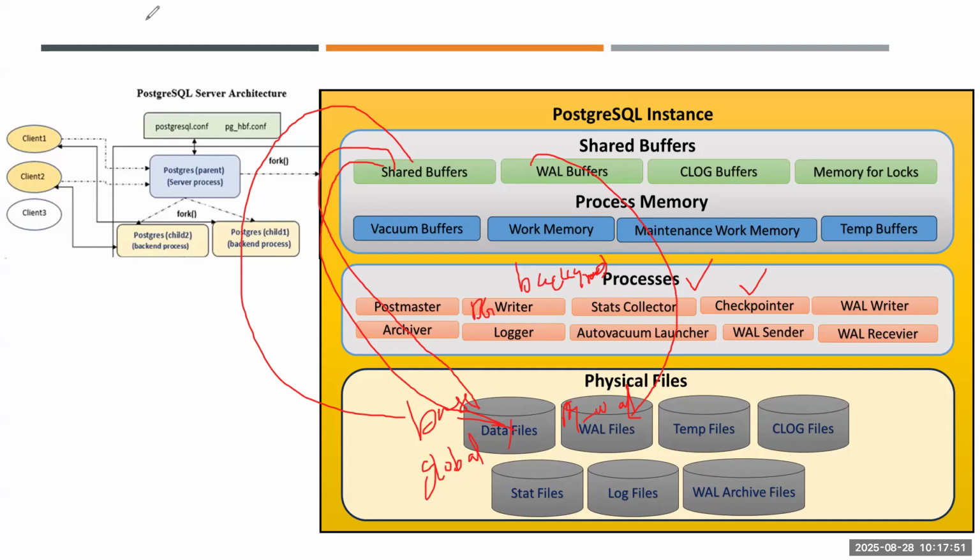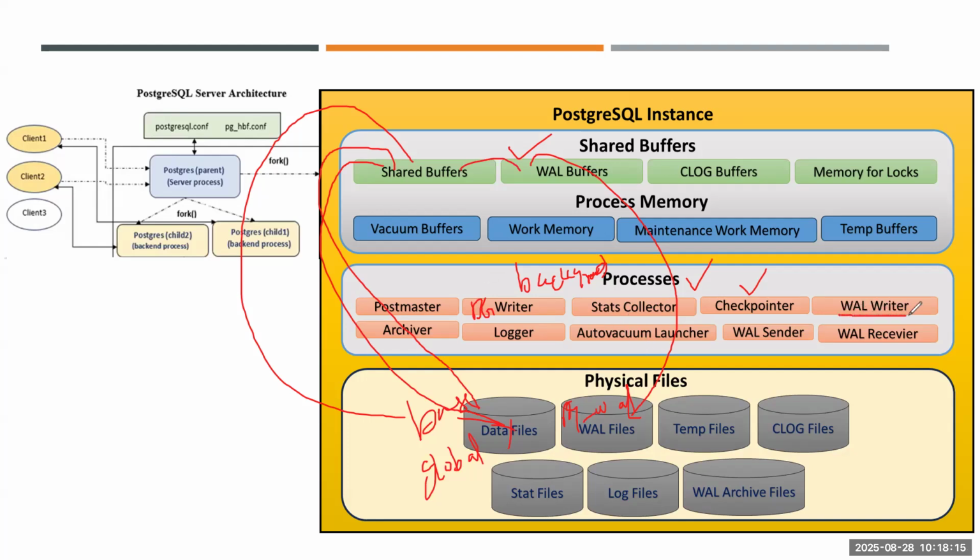Now, WAL data, WAL buffers. Anyhow, the data is moving to the WAL buffers. Whatever changes you are making, all the changes are also logged into the WAL buffer. Now, from WAL buffers to WAL files, who is writing the data? Checkpoint is not writing the data. Who is going to write the data?